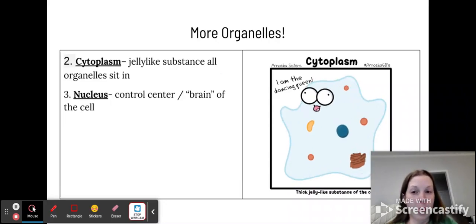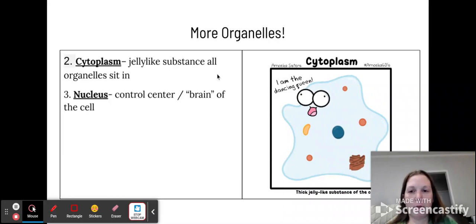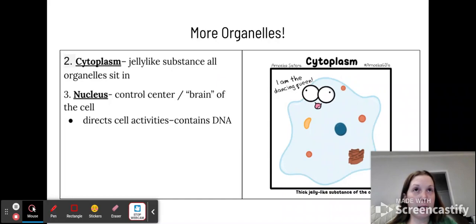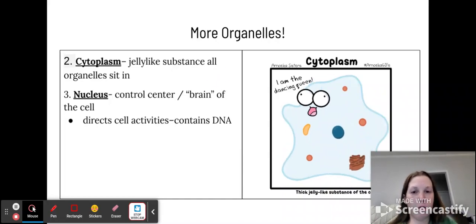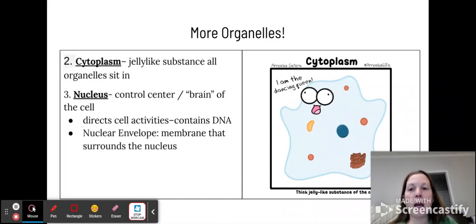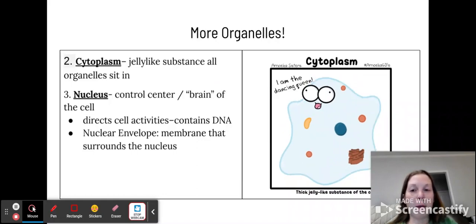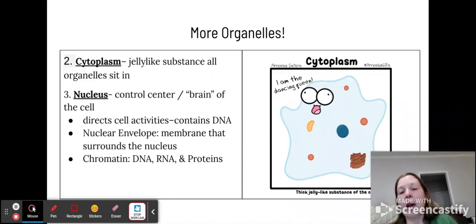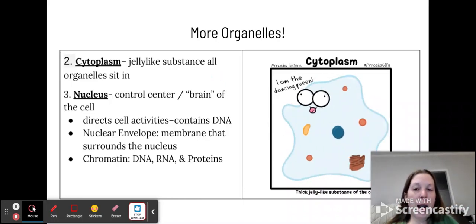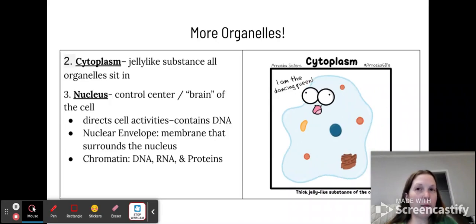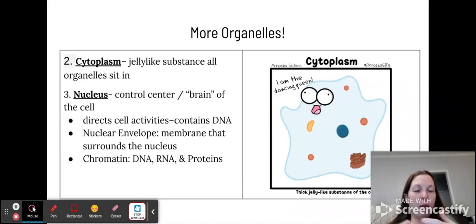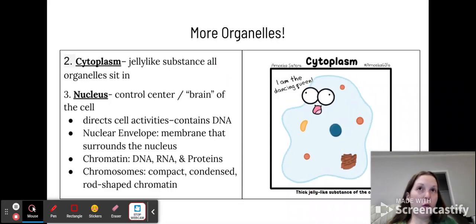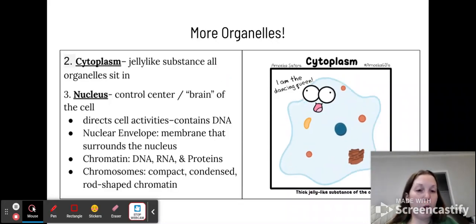Eukaryotes, remember, do have a nucleus, so that's the brain of the cell. It directs all of the activities and it contains the DNA that the cell needs to perform certain functions. There is a nuclear envelope, and this is the membrane that surrounds the nucleus. It also has chromatin, which is DNA, RNA, and proteins, and it helps replicate DNA.